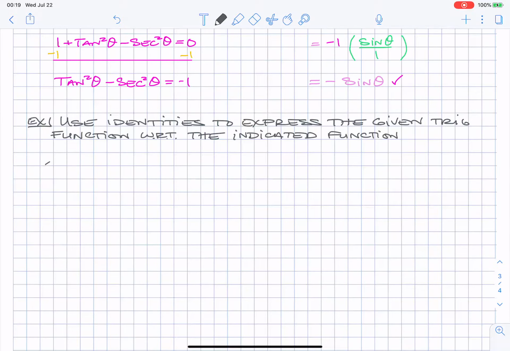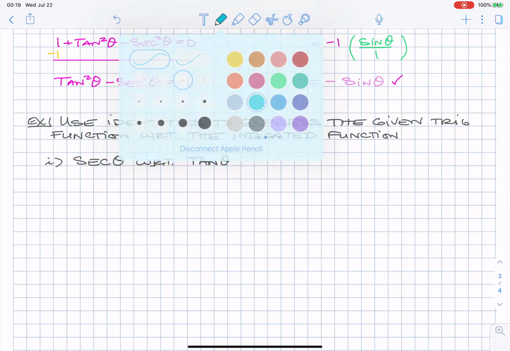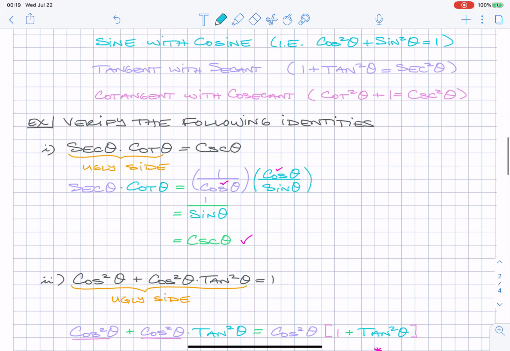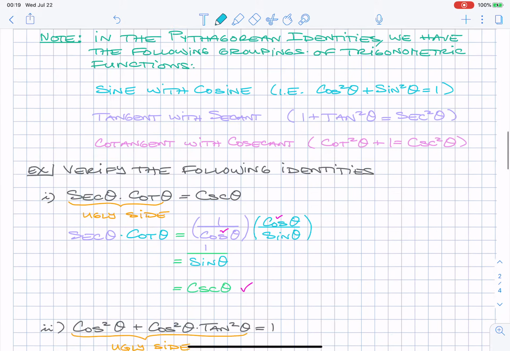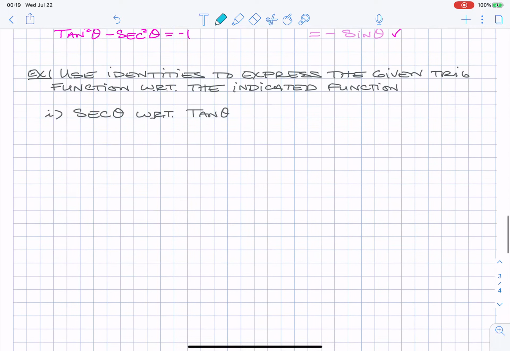Okay, so number one. Let's express secant of theta with respect to tangent of theta. Secant and tangent, well, I know that they're related by the Pythagorean identity, namely 1 plus tangent squared theta is equal to secant squared theta.